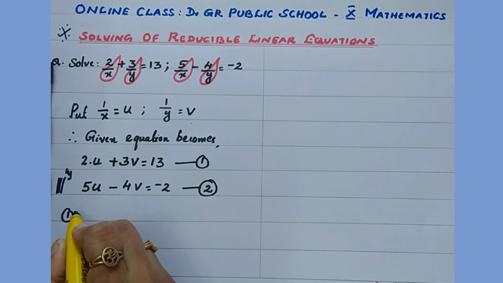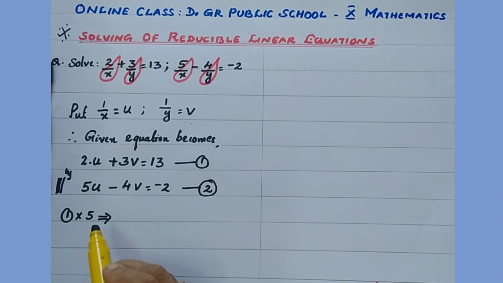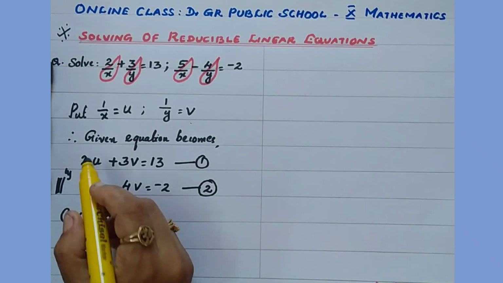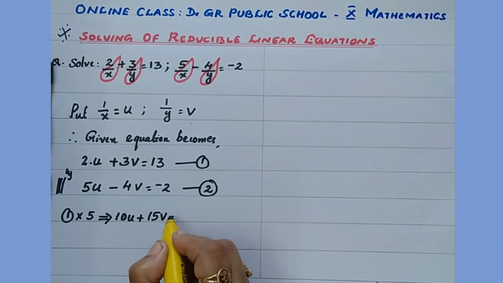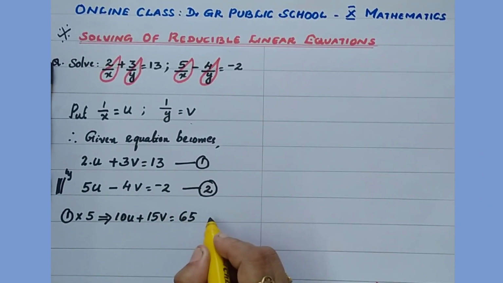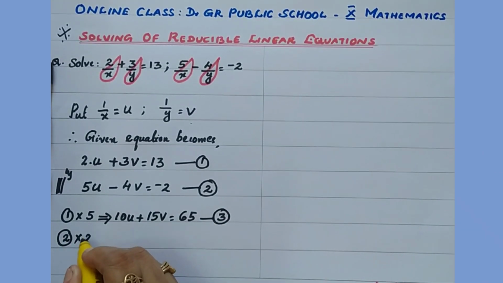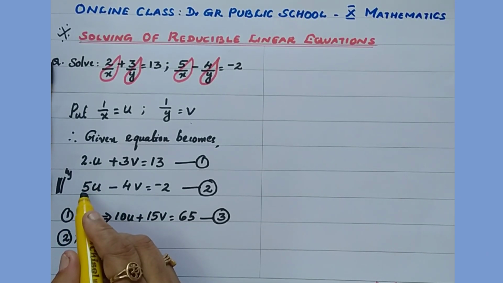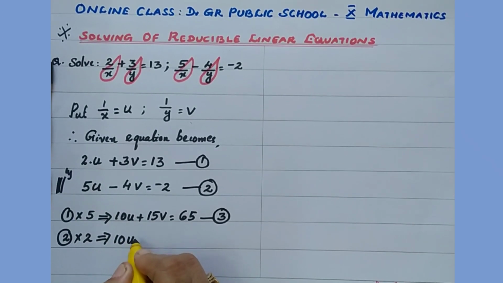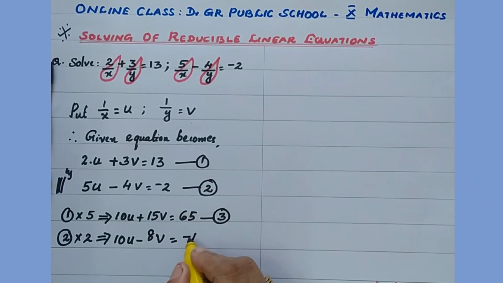Equation 1, I am going to multiply with a 5. Multiply with a 5 means that throughout you need to multiply with a 5. So, 5 into 2, 10u plus 5 into 3, 15v equals 5 into 13 is 65. This is your equation number 3. Second equation, I am going to multiply with a 2 to make the coefficients of u similar. So, multiplying the second equation with a 2, you get 10u minus 4 into 2 is 8v equals minus 2 into 2 is minus 4. That you need to take as equation number 4.